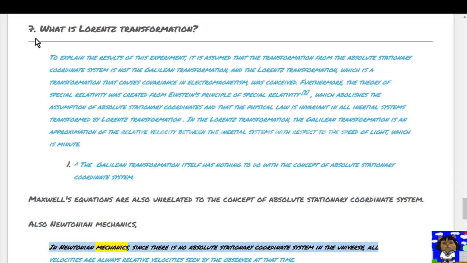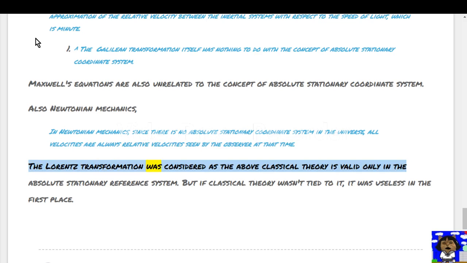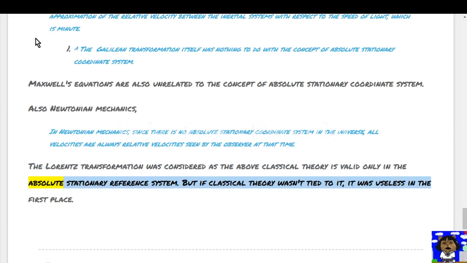In Newtonian mechanics, since there is no absolute stationary coordinate system in the universe, all velocities are always relative velocities seen by the observer at that time. The Lorentz transformation was considered as the above classical theory is valid only in the absolute stationary reference system. But if classical theory wasn't tied to it, it was useless in the first place.